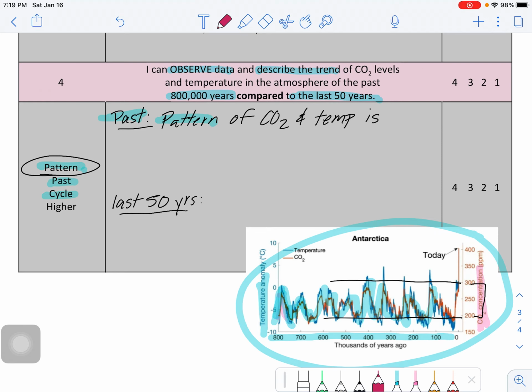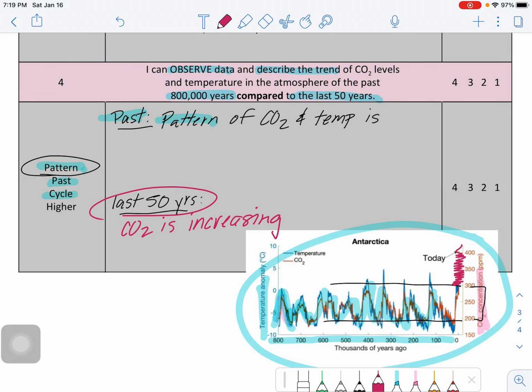But when we look at the current time, the last 50 years, we notice that that section of the graph is only increasing. And we only have CO2 for that part right now. So the last 50 years, CO2 is consistently increasing, right? So we're giving the pattern. And not only is it increasing, but it gets up to this 400. So that's where we can plug this in. And it's higher than ever before. It reaches 400 parts per million compared to the previous peak at right around 300.